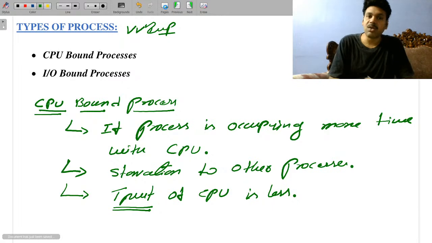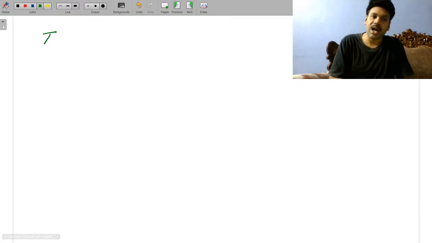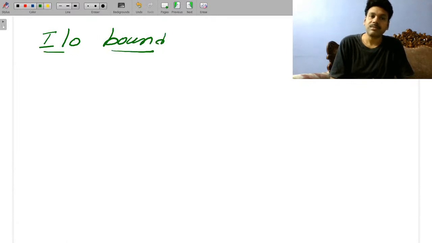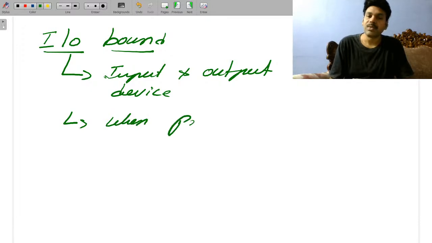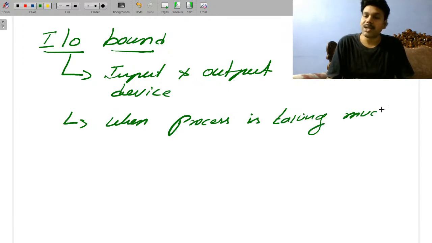The other variety is called the IO bound process. What is the IO bound process? When we talk about IO, it is nothing but input and output, that is, input and output devices. Now observe carefully. When a process is taking much time on IO, then it is an IO bound process.